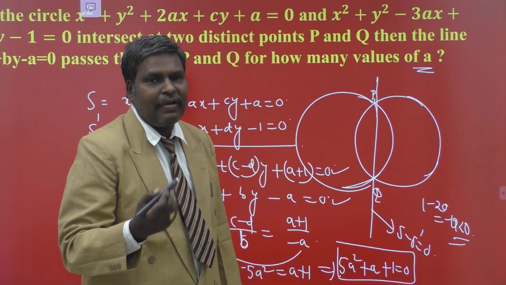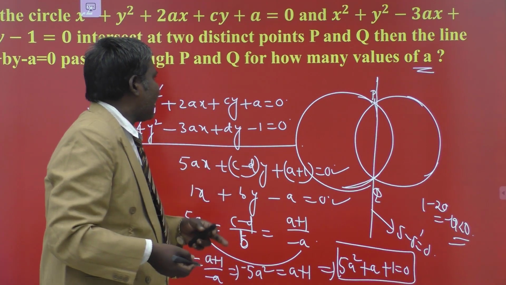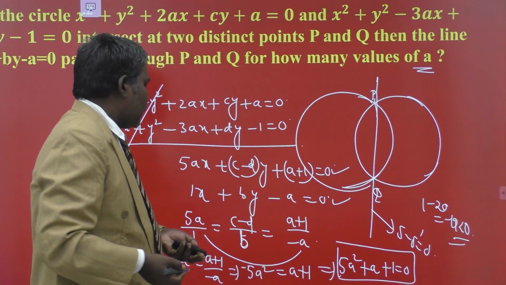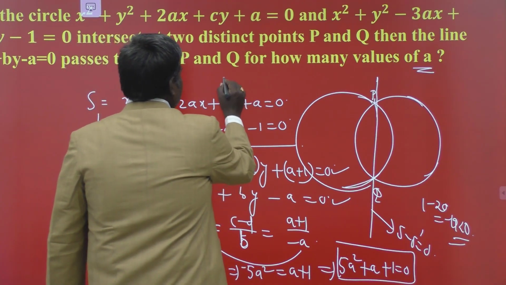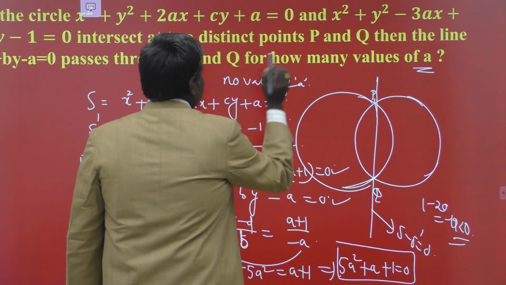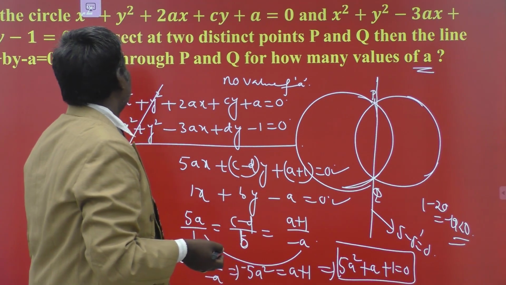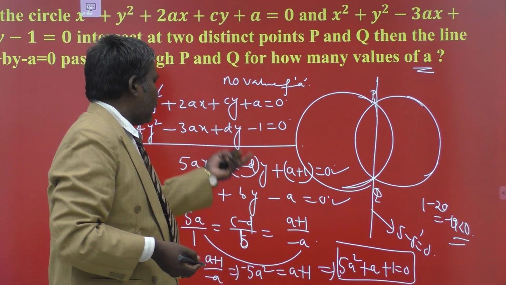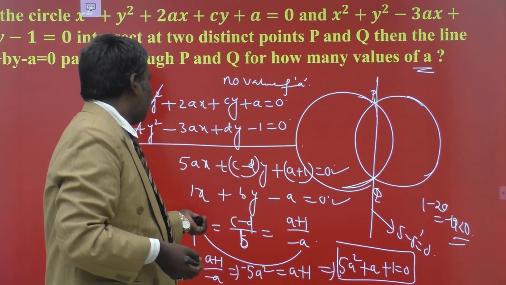Therefore, there is no real value of a such that the line passes through P and Q. Hence, no value of a. The answer is: no value of a. That means the number of values of a is 0.